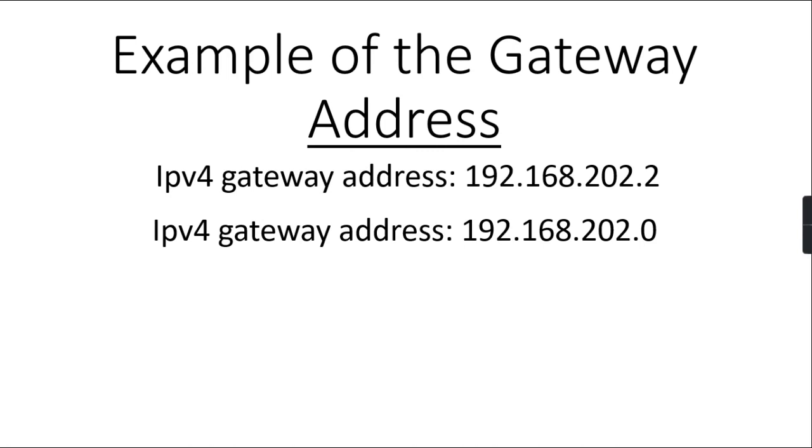Now we are going to look at a few examples of a gateway. Gateways are almost like our IP addresses. We have gateways in Internet Protocol version 4, and we have two different examples. First, in version 4, we have 192.168.202.2, and in the same version 4, we have 192.168.202.0. Those are examples of a gateway.